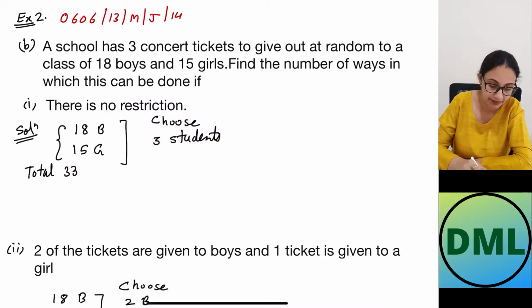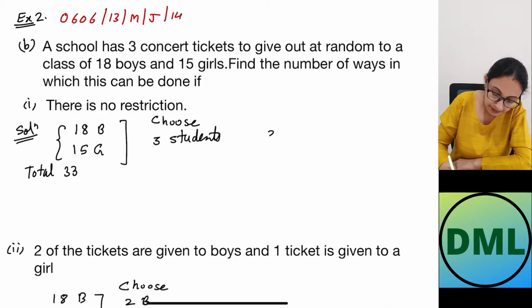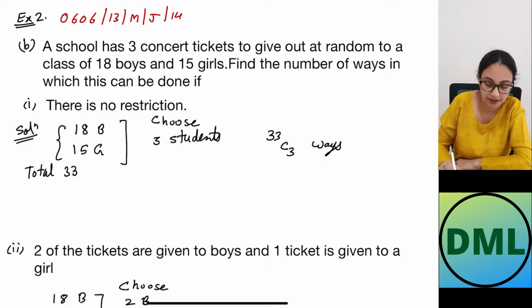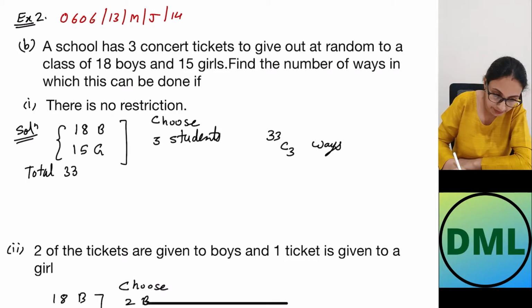So this can be done by 33C3 ways. If you solve it in the calculator, your answer will be equal to 5456.